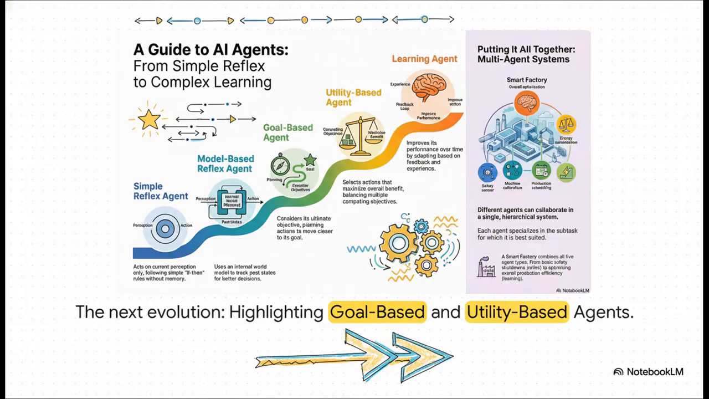Let's jump back to our guide for a sec. You can see the next step in the evolution right here. We're now moving into goal-based and utility-based agents. This is a huge leap because now we're talking about AI that starts to think about the future, not just the past and present. It's the shift from pure reaction to actual strategic planning.